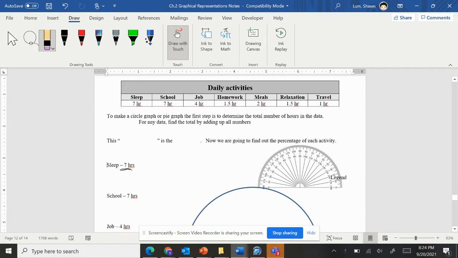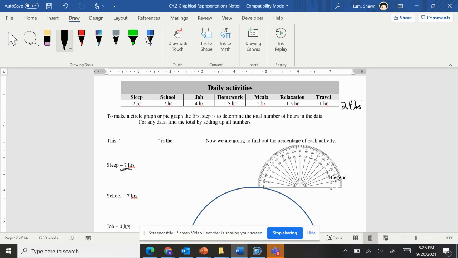Okay, so first off, we're going to be looking at the daily activities of a college student. What we can see here is that this individual sleeps for roughly 7 hours a day, school 7 hours, has a job for 4, homework for an hour and a half, 2 hours of eating, an hour and a half of relaxing, and an hour of travel. If we add all that up, that should make up around 24 hours of time for them.